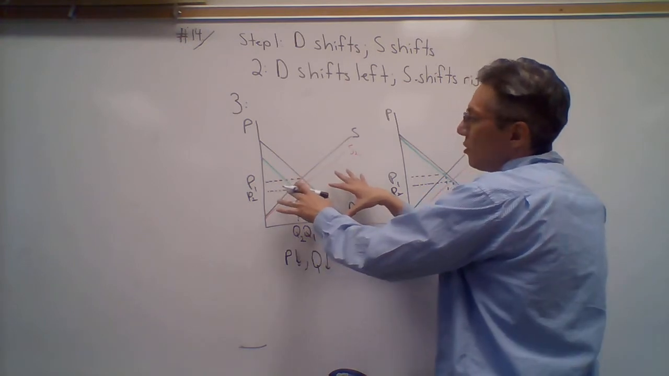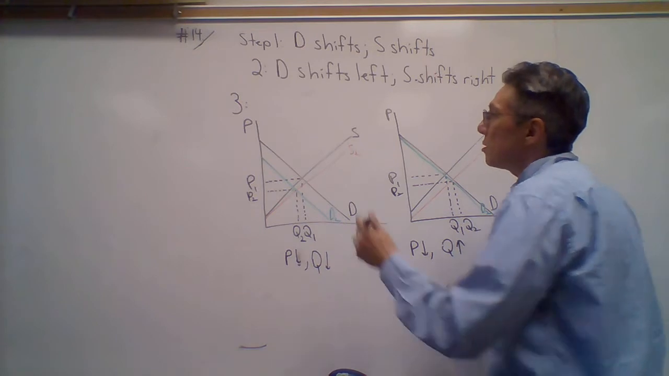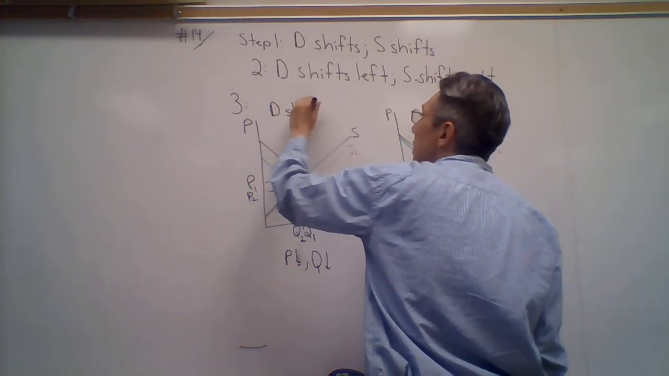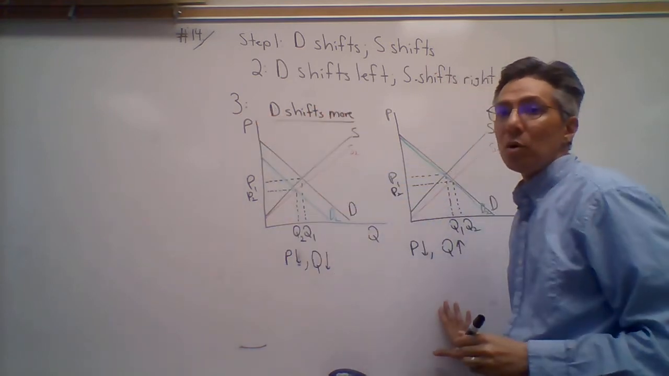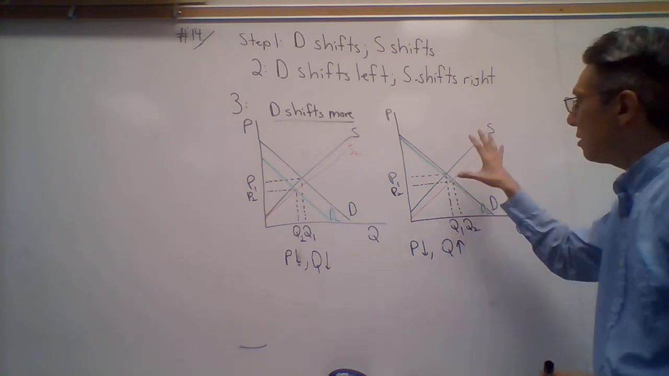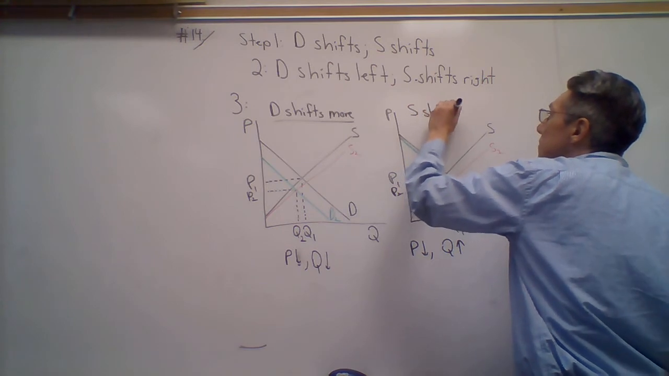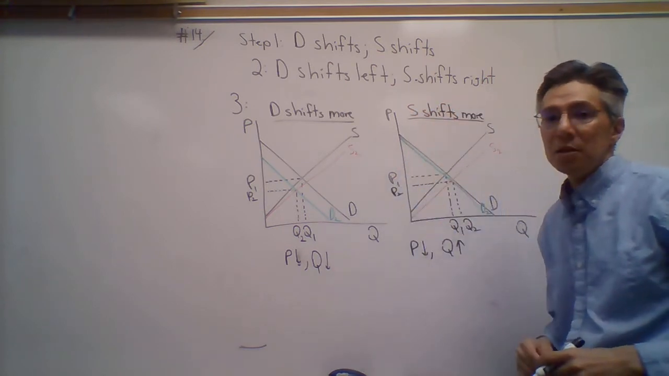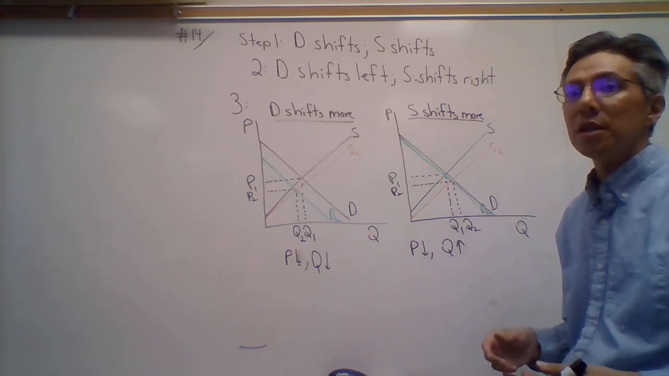The difference is the following. If you look at the graph closely, there's something besides which way it shifts that's important. In this one, the demand is shifting more, whereas in this graph, the supply shifts more.